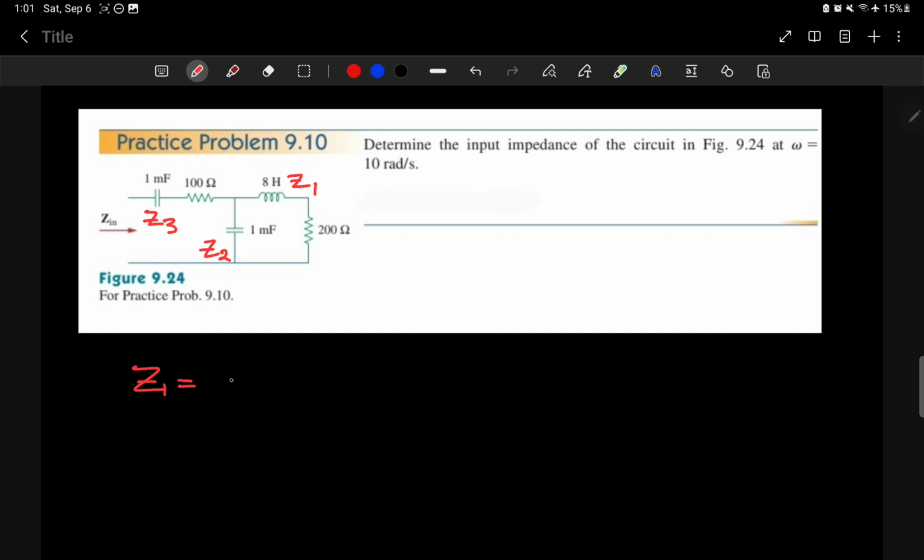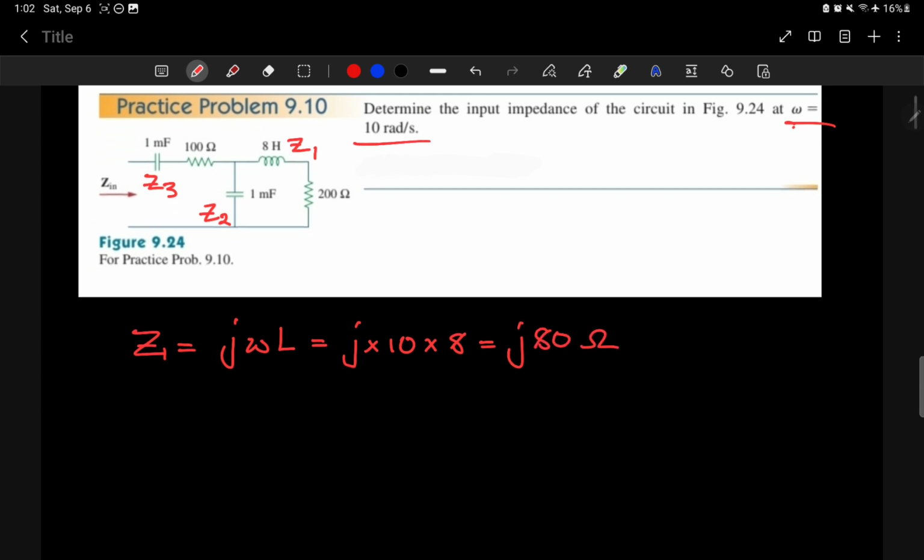For an inductor, we know that impedance is just j omega L, where L is the inductance, omega is the angular frequency. The angular frequency is given in the question. If there's a power source, we know it comes with the angular frequency. So for Z1, we have j times 8, multiplied by the angular frequency, which is 10 rad per second. So this becomes j80. And of course, the unit for impedance is ohms, same as resistance.